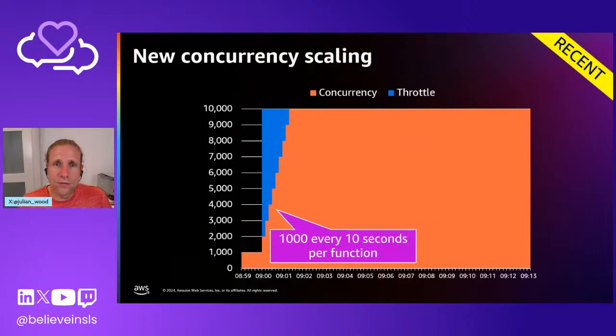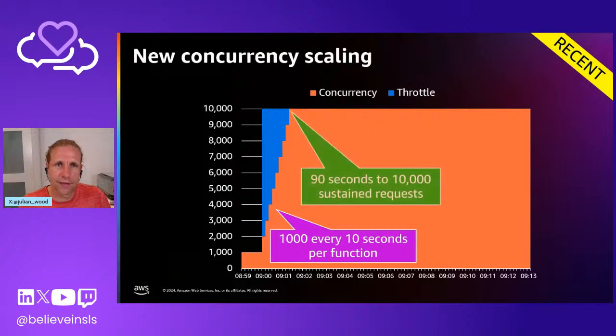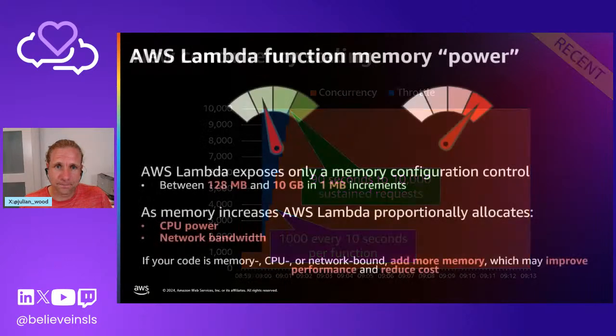But now, with this new scaling behavior, the Lambda function scales with 1,000 requests every 10 seconds. And this is no longer shared with other functions. So any other functions in an account each have the same faster scaling behavior. And so what we're able to do is, in 90 seconds, get to that 10,000 concurrency rather than 12 minutes. And that's a dramatic reduction. This really is the fastest way at AWS to get a whole bunch of compute power behind an application. And now it's even faster.